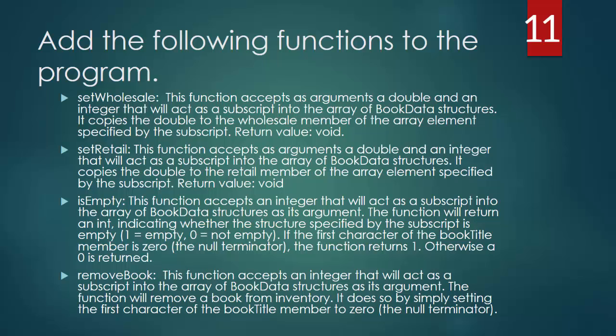And the removeBook function accepts an integer that will act as a subscript into the book data structures. And the function will remove a book from the inventory. Right now, we have a delete function, which will remain, but it has the functionality for actually deleting the book from the arrays. That is going to be replaced by removeBook, and it does so by simply setting the first character of the book title member to 0, which is the null terminator. So we set it to 0, and if that's the first character, then the isEmpty function will pick it up as the record has been deleted.